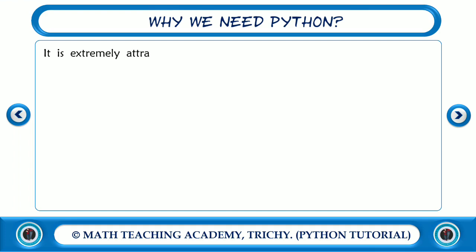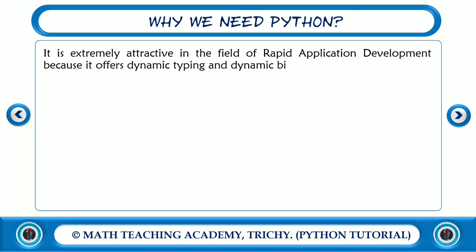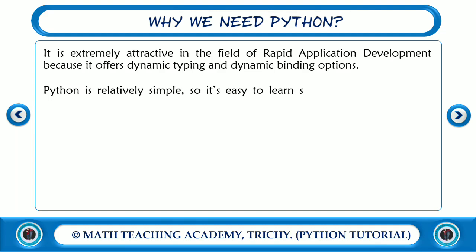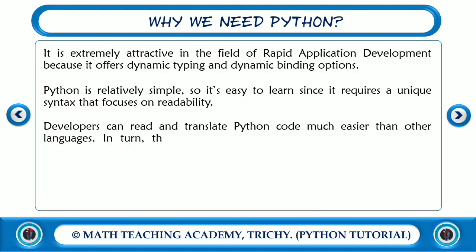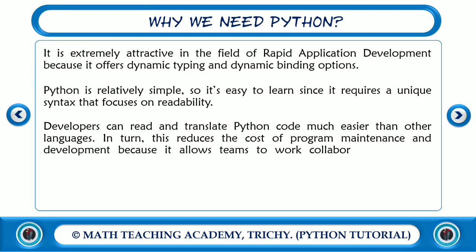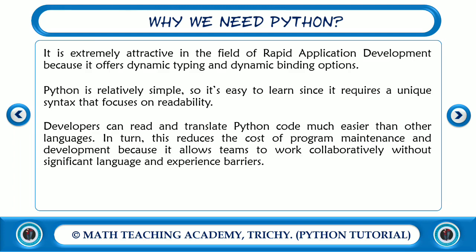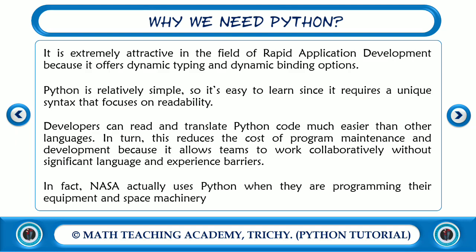Why do we need Python? It is extremely attractive in the field of rapid application development because it offers dynamic typing and dynamic binding options. Python is relatively simple, so it is easy to learn since it requires a unique syntax that focuses on readability. Developers can read and translate Python code much easier than other languages. In turn, this reduces the cost of program maintenance and development because it allows teams to work collaboratively without significant language and experience barriers. In fact, NASA actually uses Python when they are programming their equipment and space machinery.